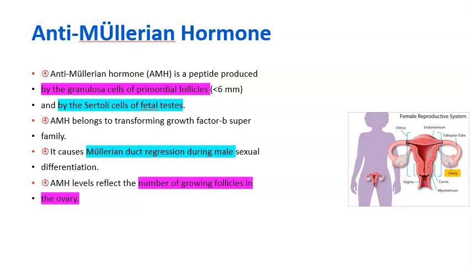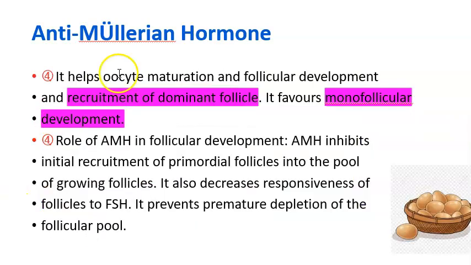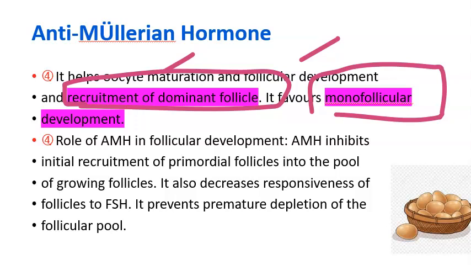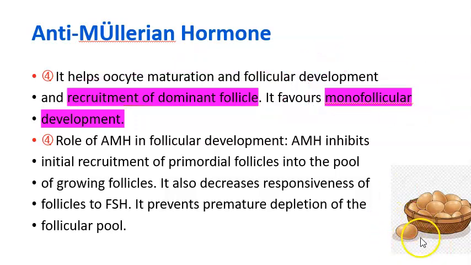Then what will it do? It will cause Mullerian duct regression during male sexual differentiation. What does AMH reflect? The number of growing follicles in the ovary. That is more for an adult female we are talking about. It also says how the oocytes will mature, how the follicular development goes, how a dominant follicle is recruited so that there is only one egg released, one oocyte released in the cycle. So monofollicular development. That's why I've shown only one here out of the basket.